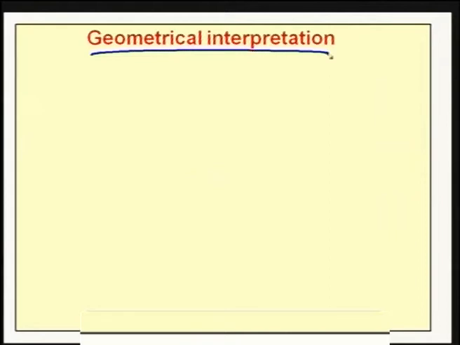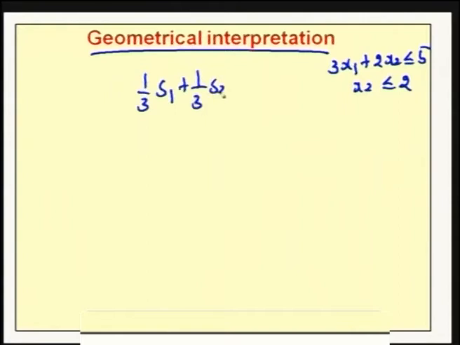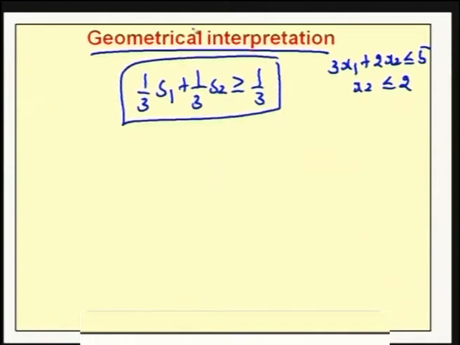Now, we go for the geometrical interpretation of the given integer programming problem, in which the given constraints are 3x1 plus 2x2 less than or equal to 5 and x2 less than or equal to 2. Already we obtained the Gomorian constraint for the given problem: 1 by 3 s1 plus 1 by 3 s2 greater than or equal to 1 by 3.